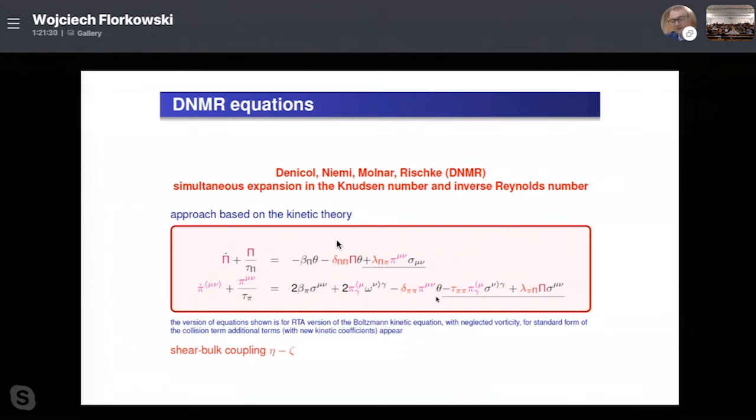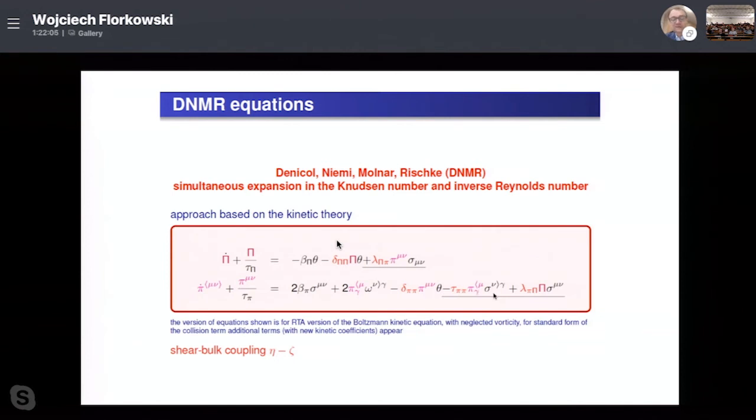But actually, if you use kinetic theory, you can calculate the kinetic coefficients lambda, big pi, small pi, and they are not zero. And I will argue tomorrow that they are really important if we want to have hydro which effectively describes a system that is microscopically described by the Boltzmann kinetic equation.